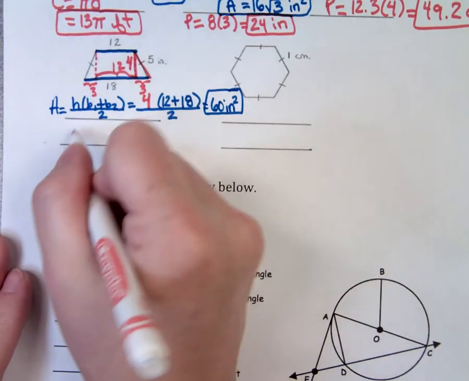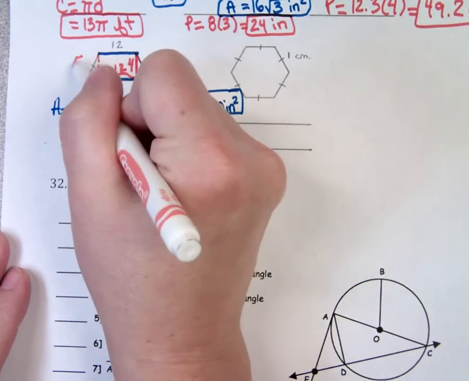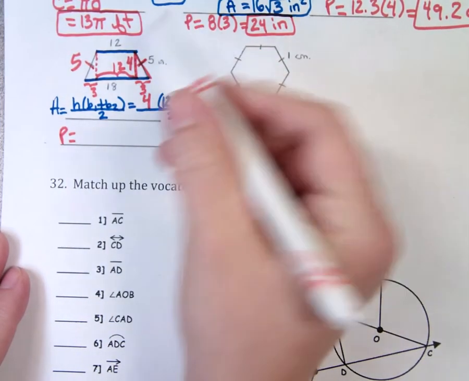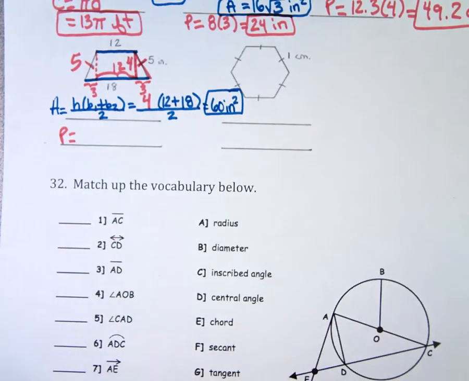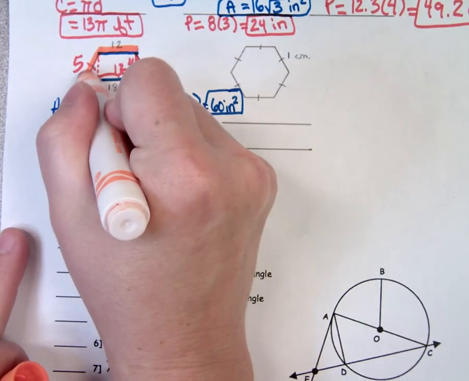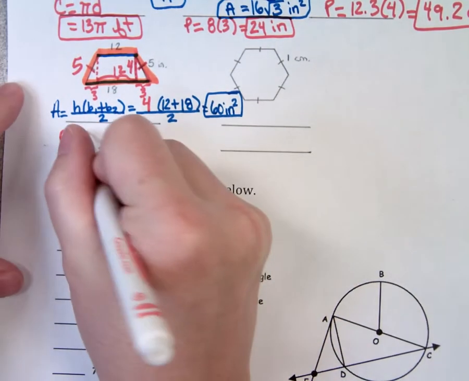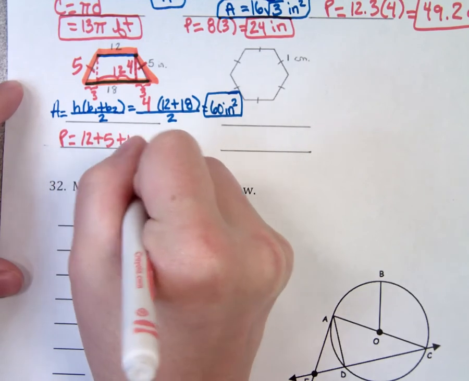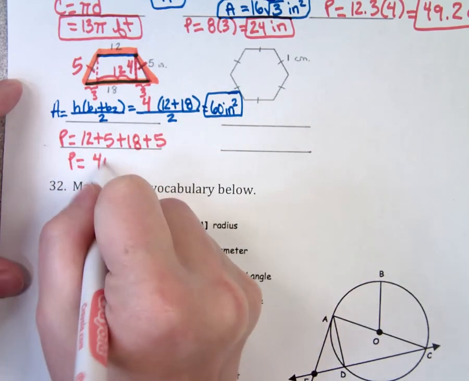Okay, perimeter is the distance around the shape. If this piece is 5, so is this piece here, because they show the little tick marks, so those sides are congruent, which makes this an isosceles trapezoid. So if I want to know the perimeter, I add 12 plus 5 plus 18 plus 5. And if I do all that, I get the perimeter to be 40 inches.